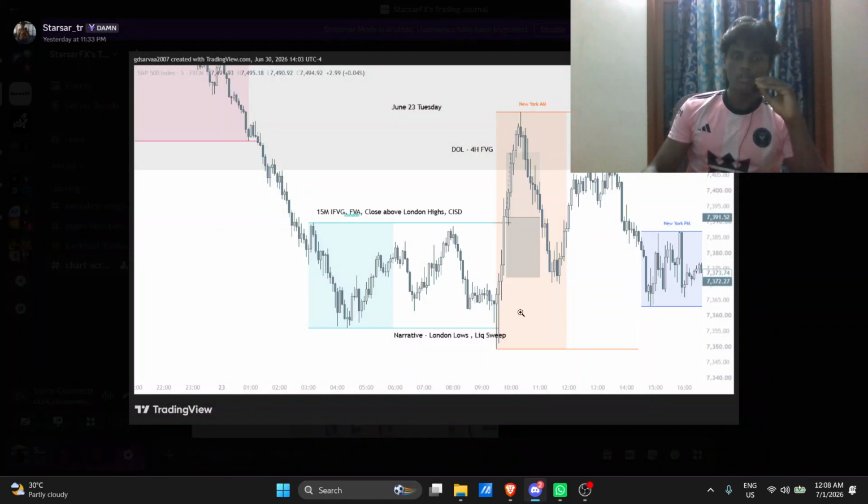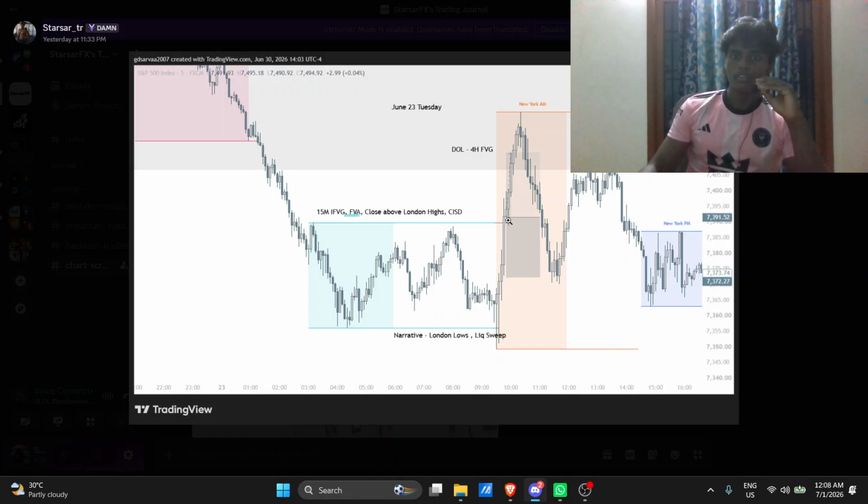Similarly, we had the swing points, London lows. We had a liquidity sweep, and the narrative was the London lows. Okay, we honestly didn't. Probably we could take a fair value, I mean the CISD entry at this point, but we had a 15-minute fair value gap coming into this, so that was not the entry. But we had a close above this London high, not a sweep but a close. This close was also an IFVG, a CISD, a fair value area and everything.